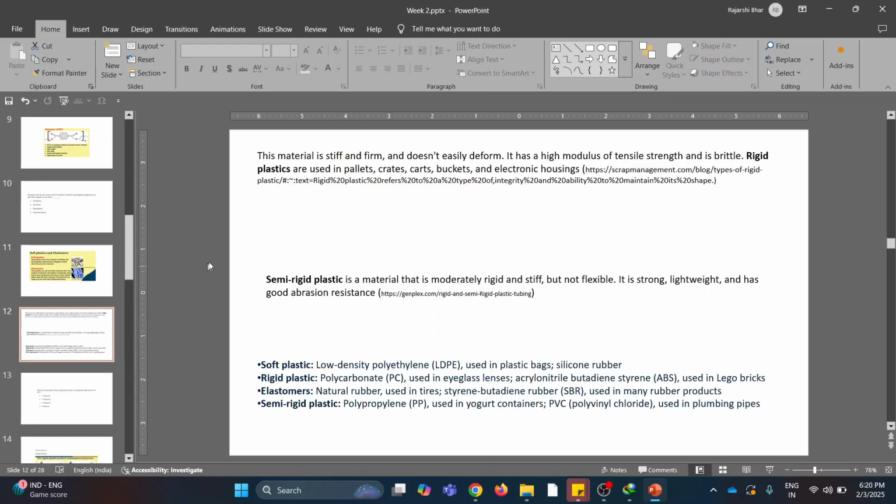Then after that comes rigid plastics, which are stiff and firm and doesn't deform easily. After that, semi-rigid is again something between plastic and rigid. So that's what the name is. It is moderately rigid and stiff, but not very flexible. So some of the examples of these kind of plastics are soft plastic can be LDPE, rigid plastic is polycarbonate, elastomer can be natural rubber or styrene butadiene rubber. Then semi-rigid plastic is polypropylene, PVC.